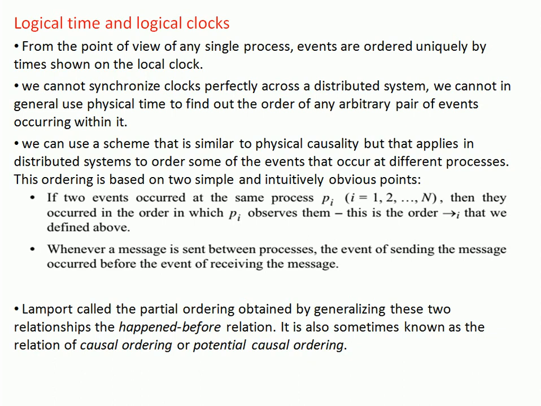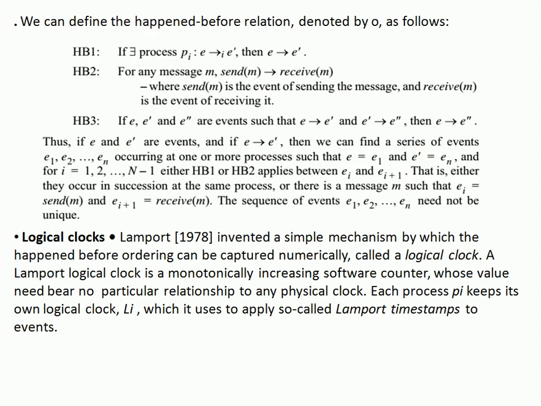Lamport called the partial ordering obtained by generalizing these two relationships the happened-before relation. The happened-before relation is very important here. It is also sometimes known as causal ordering or potential causal ordering. We can define the happened-before relation by Lamport in three different ways. HB1: if in a single process Pi, event E happened before E dash, then E tends to E dash.